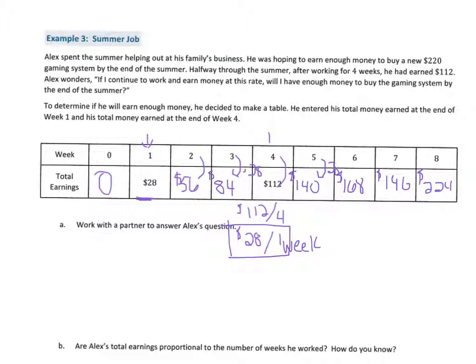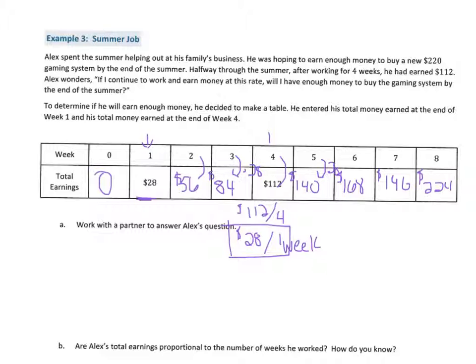And that's in dollars. So what this tells us is that if there were 8 weeks in his summer, then he has just enough, if you're not including tax, because he made $224 and the gaming system was only $220. So yes, if he continues at this same rate, which was $28 per 1 week, he would have enough after 8 weeks. So let's go back to the point of this lesson.